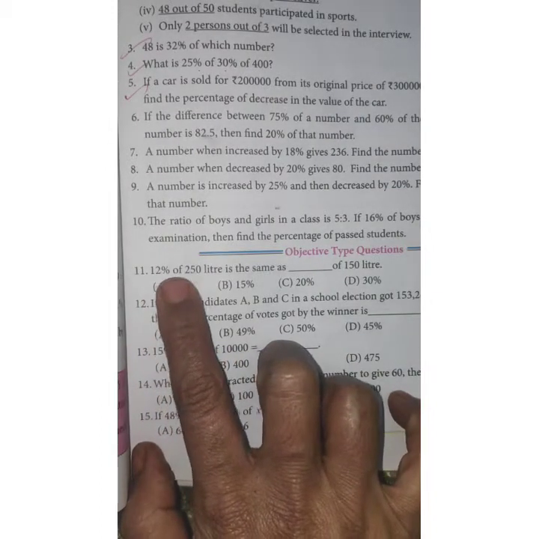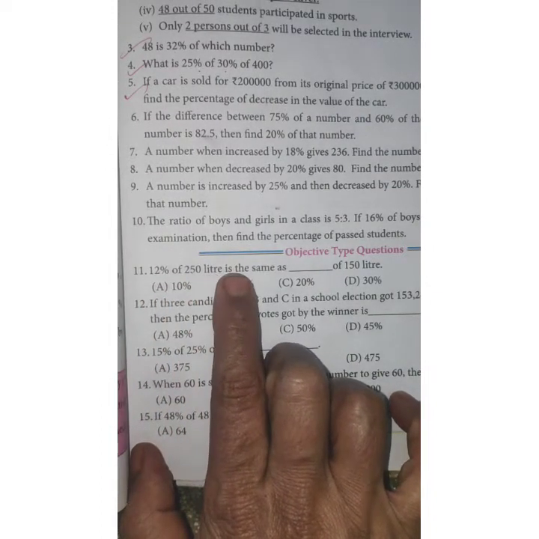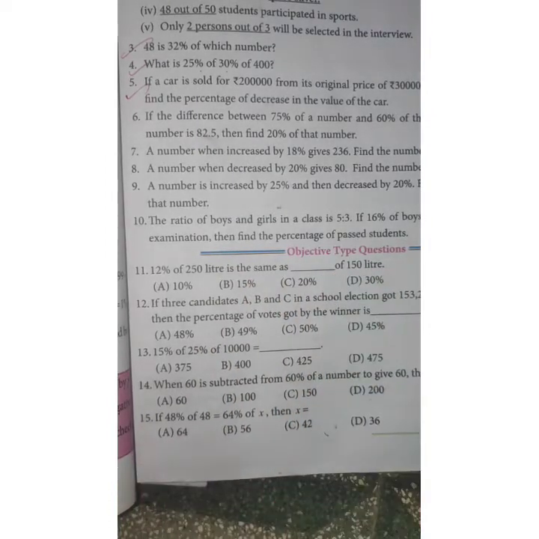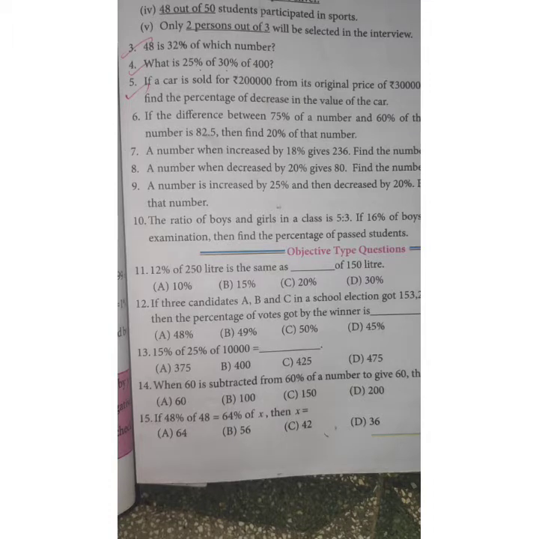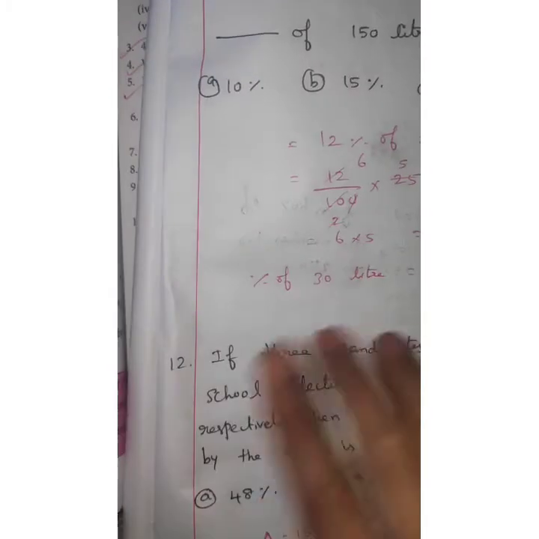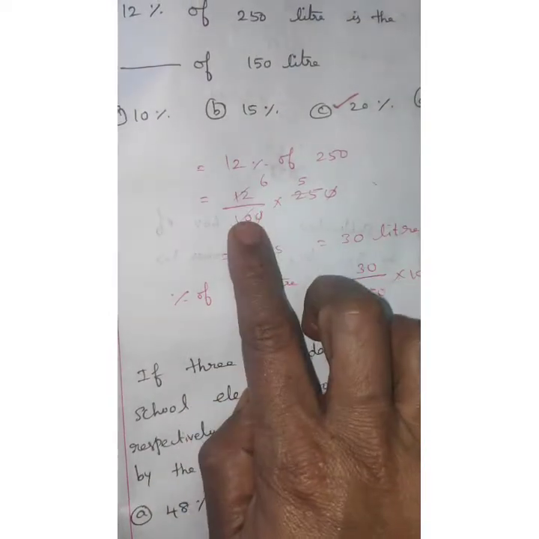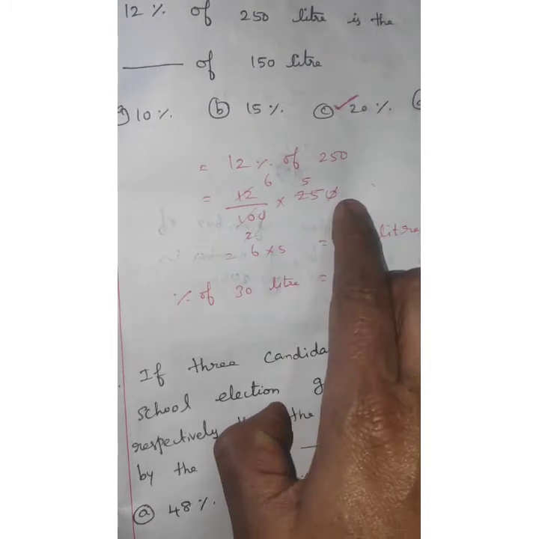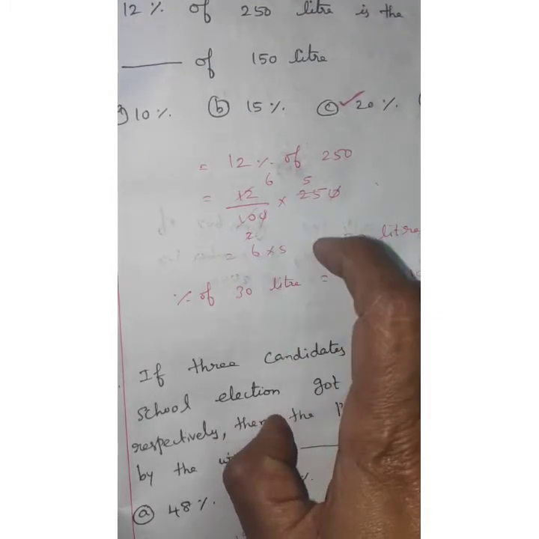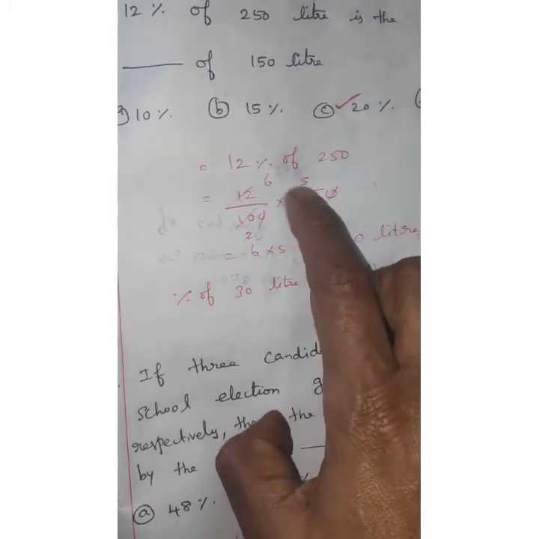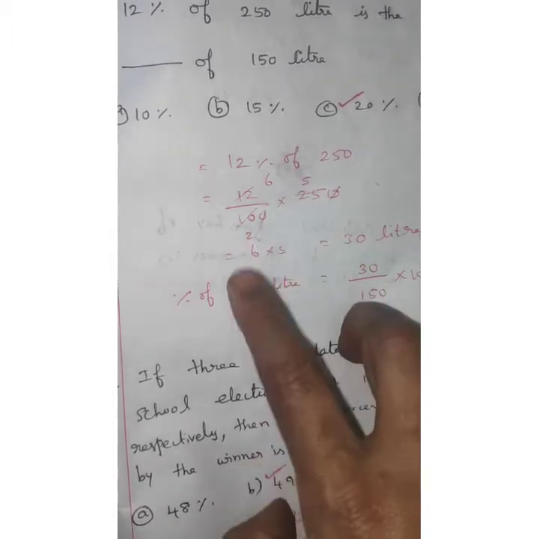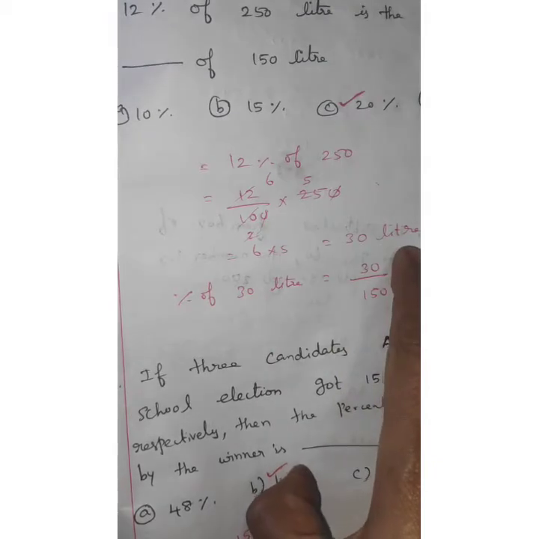Question: 12 percentage of 250 liters is the same as dash of 150 liters. 12 percentage of 250 is equal to 12 by 100 into 250. Cancel the zeros. Five fives are 25, five twos are 10, one two is 2, six twos are 12. 6 into 5, six fives are 30 liters.